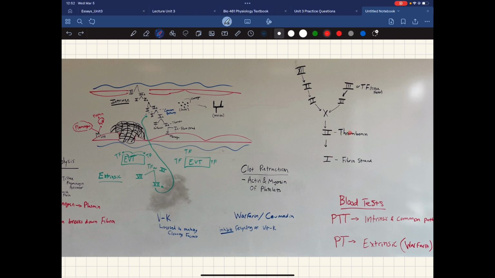But remember, 2 is thrombin. It starts out as prothrombin, but turns into thrombin when it's activated. Then it's able to activate fibrinogen, turning it into the fibrin strand.